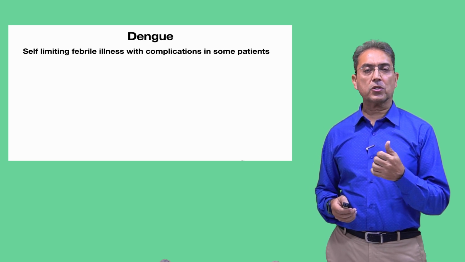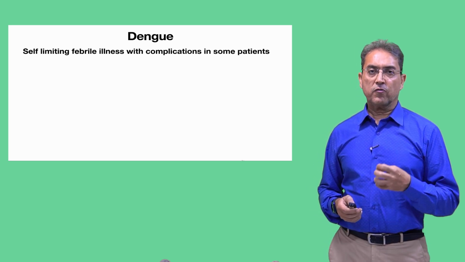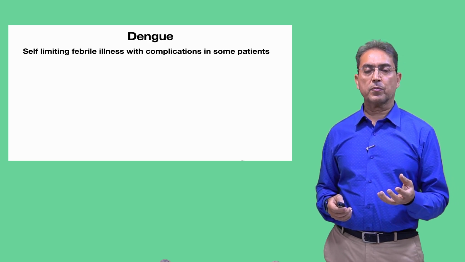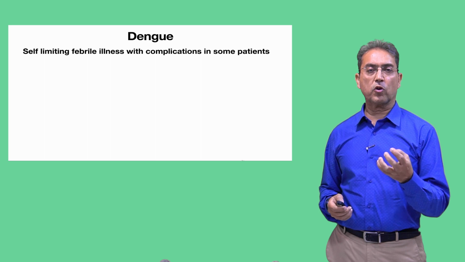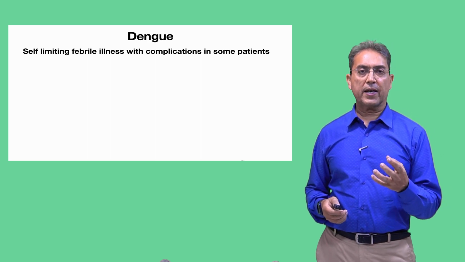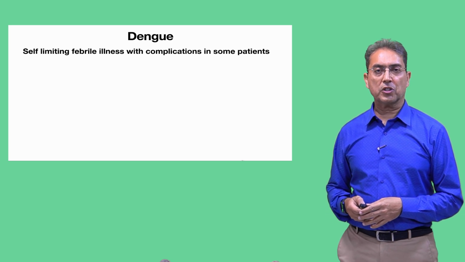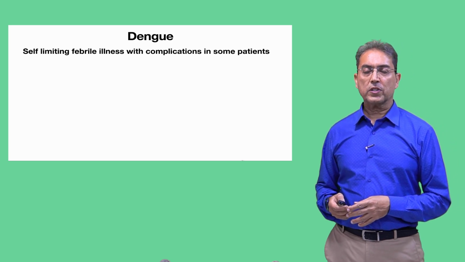The most dreaded complication is plasma leakage. The fluid leaks from the intravascular compartment into the extravascular compartment, compromising the circulatory volume. The perfusion drops, and if not handled properly, can result in organ dysfunction and serious consequences.